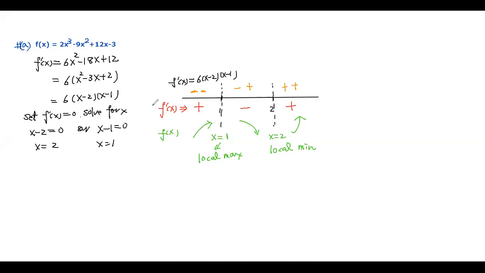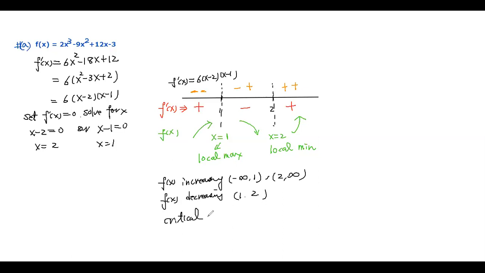Now this is how I can write it. Finally, I will say f of x is increasing from negative infinity to 1 and from 2 to positive infinity, and f of x is decreasing from 1 to 2. And my critical points, right?